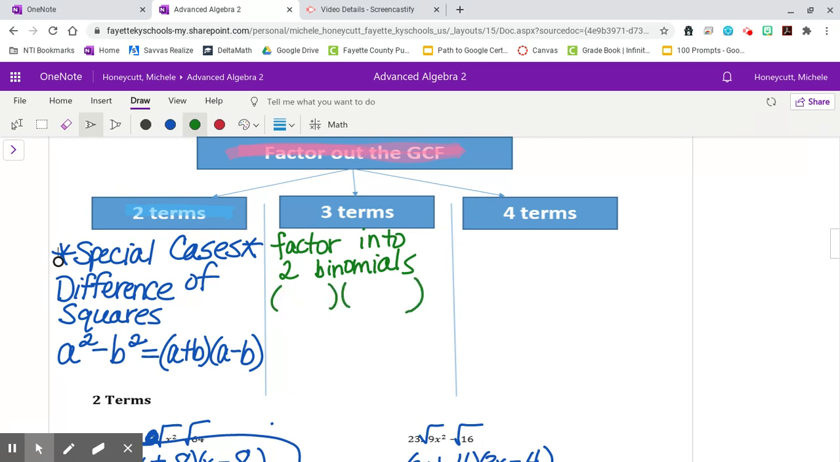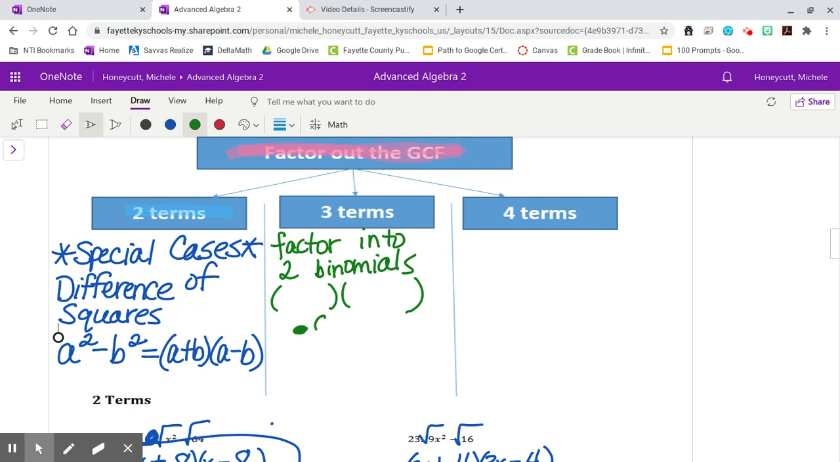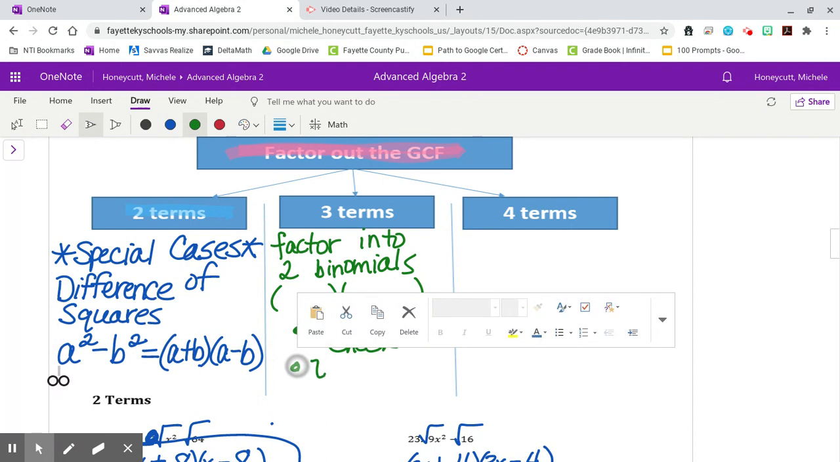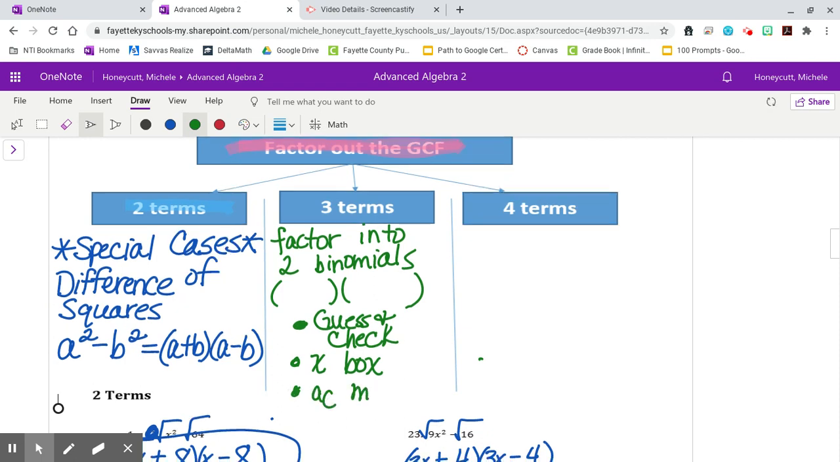Now, there are a couple of different ways you may have learned this in the past. There's something called guess and check, trial and error. There's another method called Xbox. There is another method called the AC method. And again, all of these methods are great.